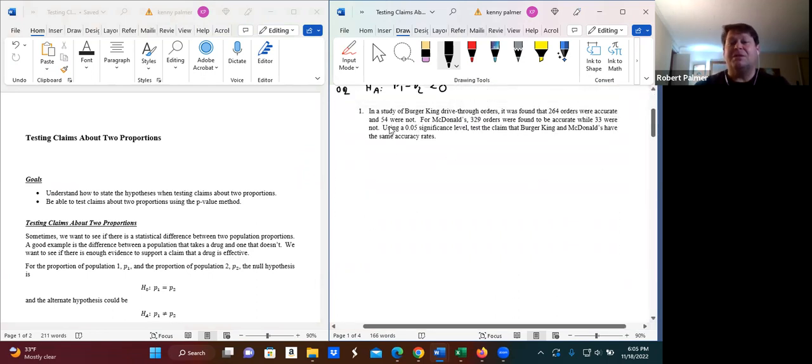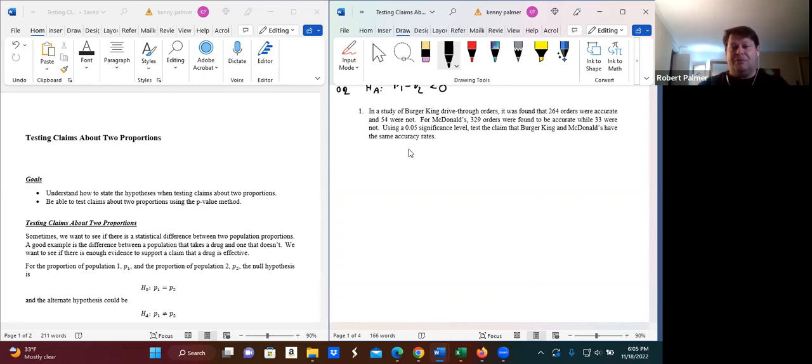In a study of Burger King drive-through orders, it was found that 264 orders were accurate and 54 were not. For McDonald's, 329 orders were found to be accurate, while 33 were not. Use a 0.05 significance level. Test the claim that Burger King and McDonald's have the same accuracy rates.